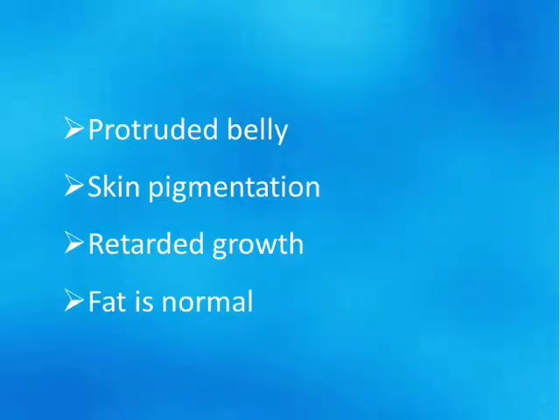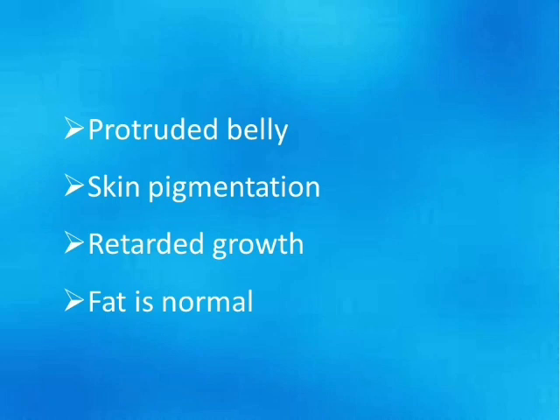Other symptoms are a protruded belly. The child has a distended belly, that is, the stomach protrudes out. Then skin pigmentation. Skin becomes dark and irregularly pigmented and may peel off in places, and is likely to develop inflammation about the mouth and eyes. Retarded growth. The child shows an emaciated appearance, retarded growth of the body and brain, and is emotionally depressed.